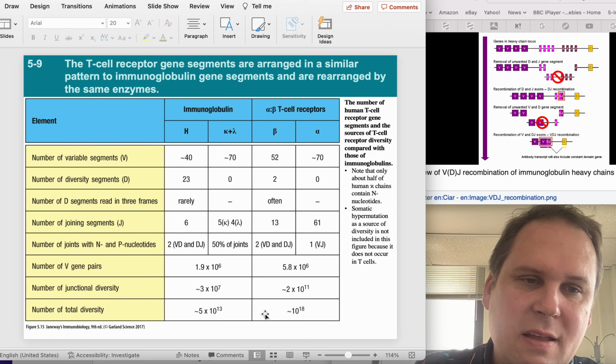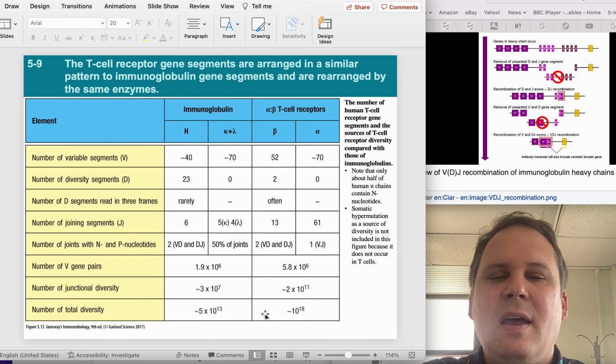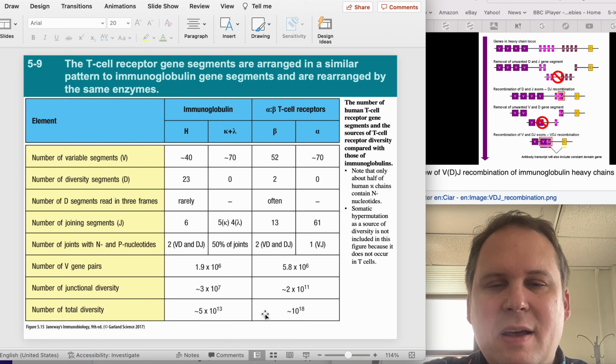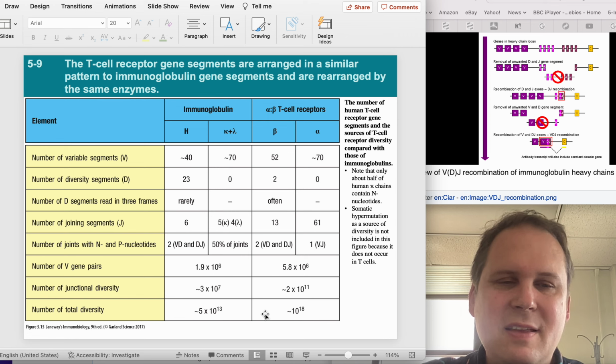Gamma deltas, you can make a large number as well. Think how many cells you have in the body. It's a much smaller number. You can look up the number. I think it's somewhere around, I don't know, I'm guessing like 10 to the 12th.